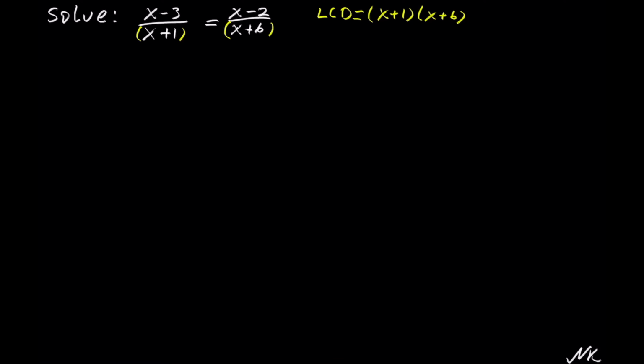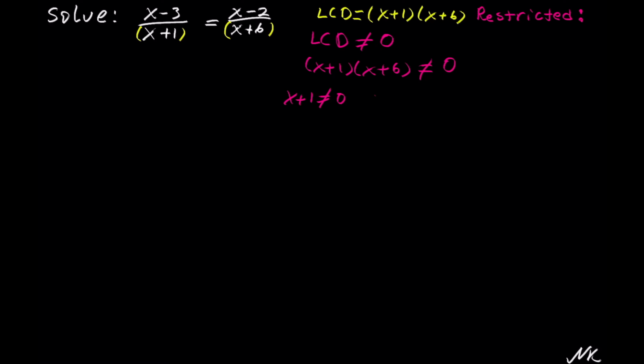We also need to find the restricted values, and the best way to go about finding them is to take the least common denominator and set it equal to not 0. So the least common denominator is (x plus 1) times (x plus 6), and we do not want this to equal 0. This is already factored, so we want to make sure that x plus 1 is not equal to 0 and x plus 6 is not equal to 0.